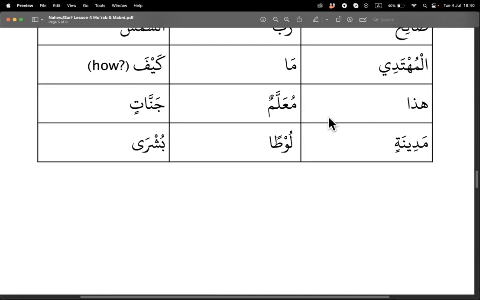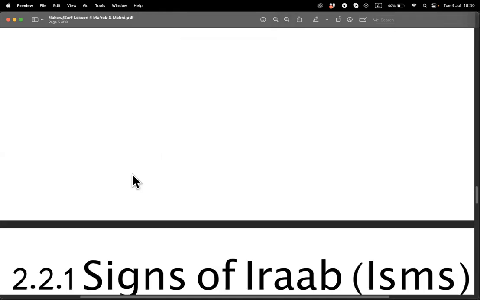Mabni. Good. Muallamun. Mu'rab. Good. Jannatin. Mu'rab. Madinatin. Mu'rab. Lutan. Mu'rab. Bushra. Mu'rab. Yes, because it's not a question word, it's a mausul, not a pronoun, not all those categories. Okay? Just like Musa. Good. So far any questions?